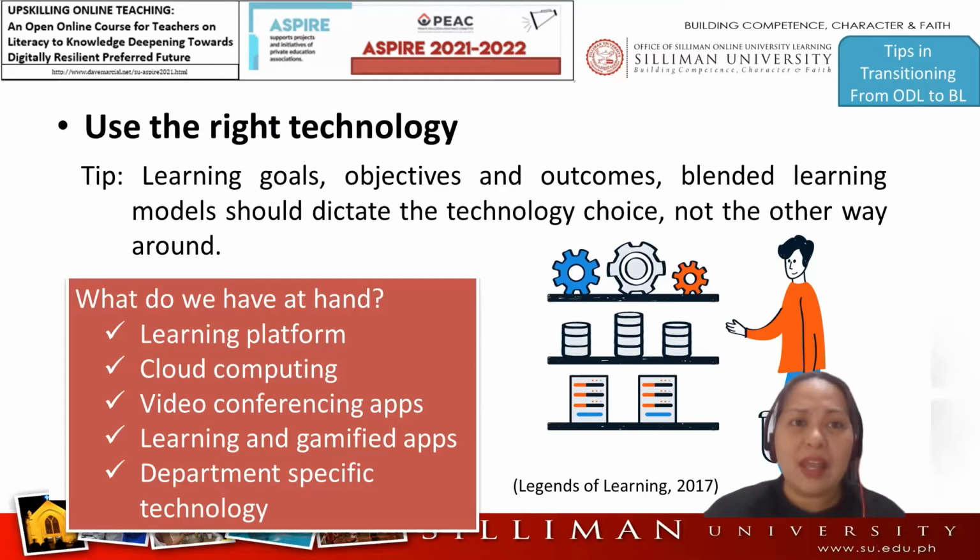Which means that you may need more than one tool, since the technology should be appropriate for the lesson and the model, aside from our students' different learning styles and unique needs. We should not forget what we have at hand. What do we have at hand? We have our learning management system or the learning platform that we are using.